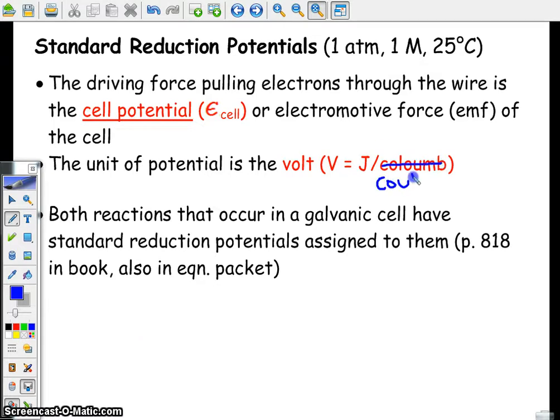You blew it. I know. Mistake. C-O-U-L-O-M-B, coulomb. Coulomb's a unit of charge. Who realized that? I did. Like I was looking at it and knew it didn't look right.